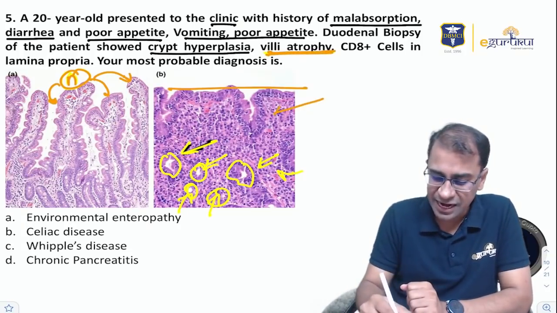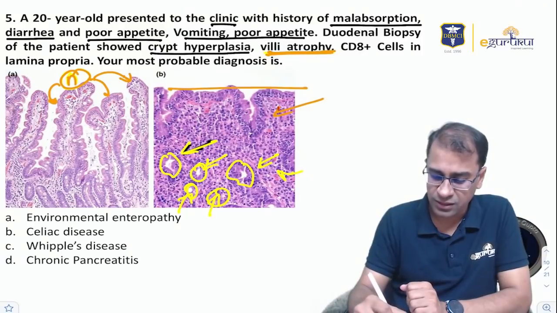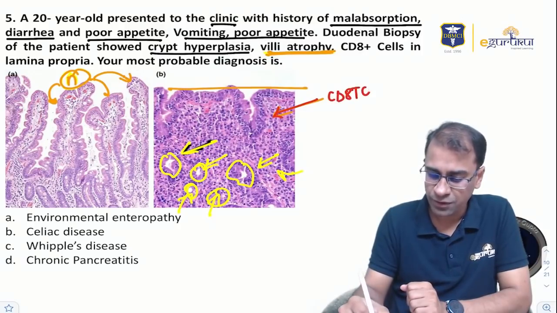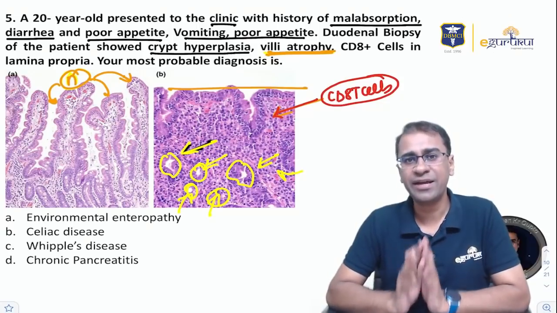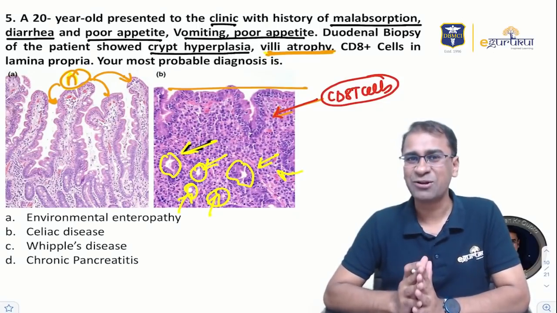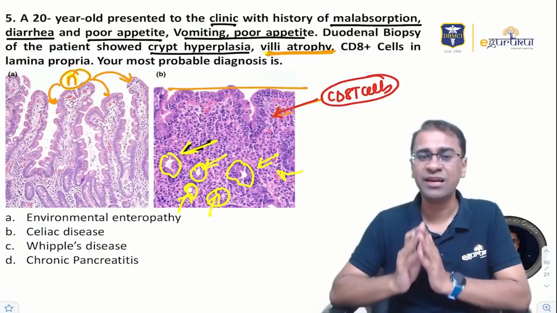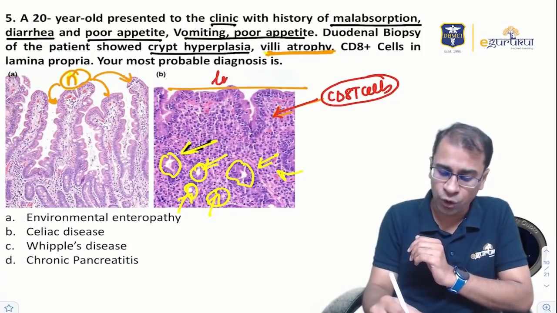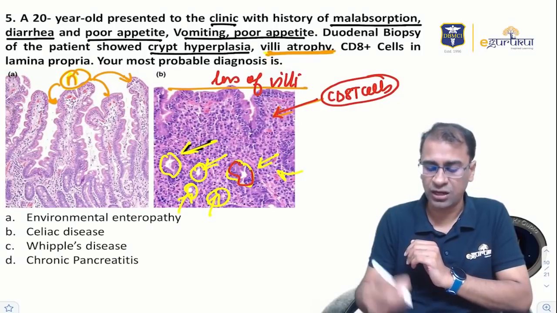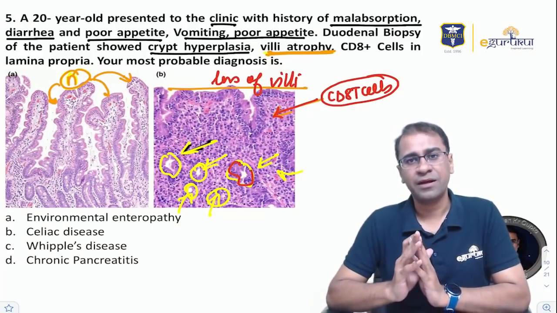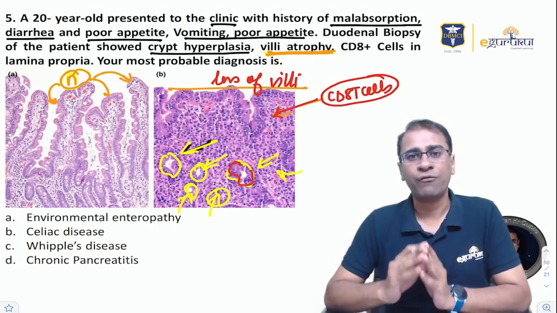You can see CD8 T cells in this area. So what do you expect here to be? You expect nothing but celiac disease. With the infiltration of CD8 cells, you see loss of villi, or villus atrophy. You can see crypt hyperplasia. These are all features of villus atrophy in a case of celiac disease.